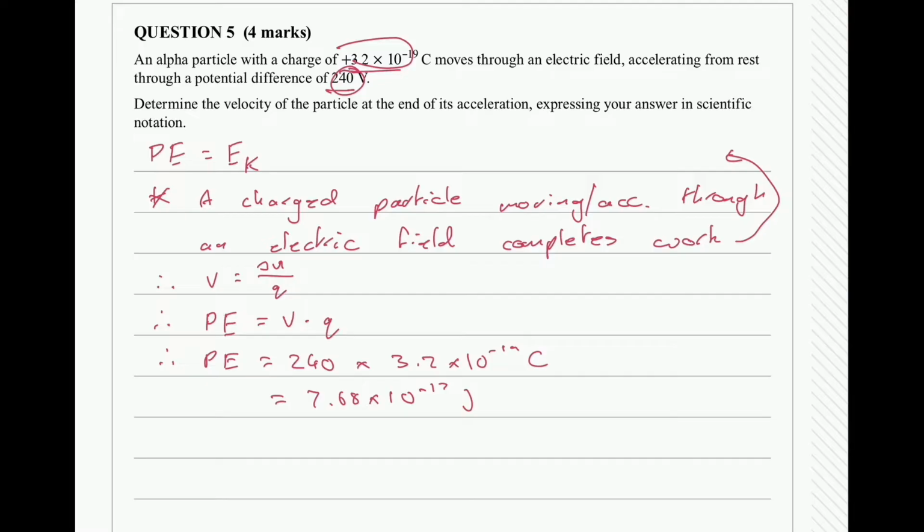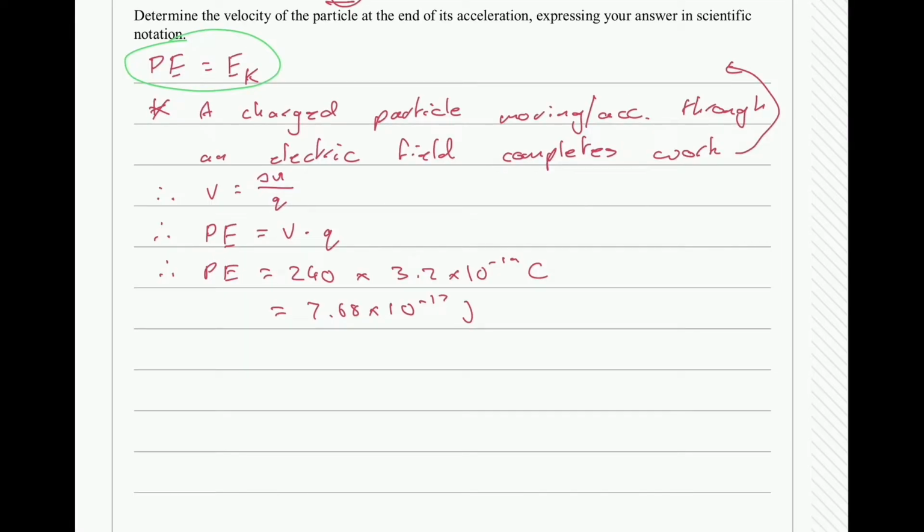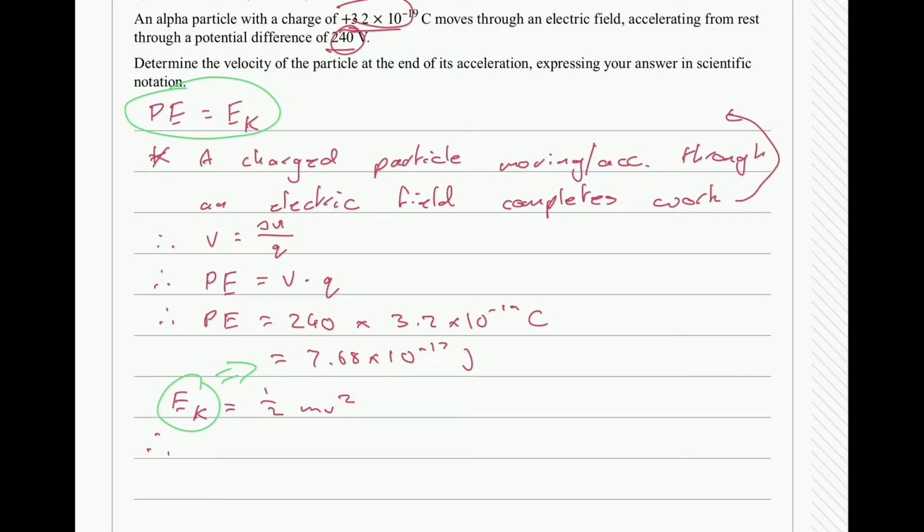And as we said before in this top statement, which I'll now circle in green, potential energy is equal to our EK. So our EK, kinetic energy, is going to be equal to 1/2 mv squared. I always like to rearrange my equations first before I substitute in any values. It's going to save me a lot of writing. So our EK is equal to that 7.68 times 10 to the negative 17 joules. We're going to need the mass of an alpha particle, which is in your formula book.